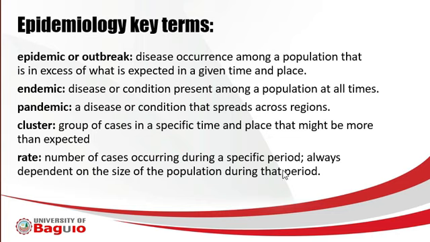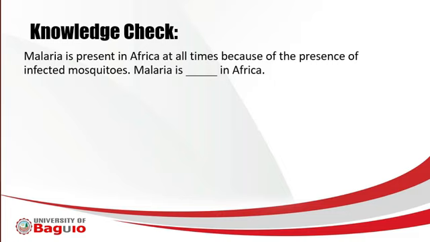Okay, so that is the important epidemiology key terms. Alright, now let me just check your knowledge, or let me just present to you practical examples, so that you will identify or differentiate or understand more about these three different terms, which is pandemic, epidemic, and endemic. So first one, we do have this malaria. Malaria is present in Africa at all times because of the presence of infected mosquitoes. Malaria is blank in Africa.